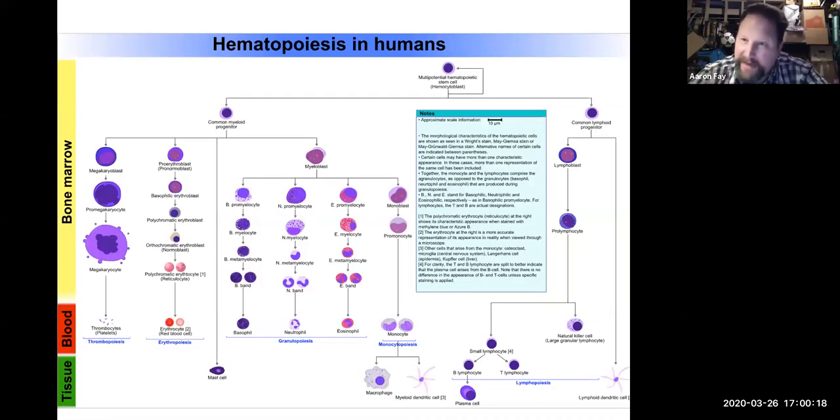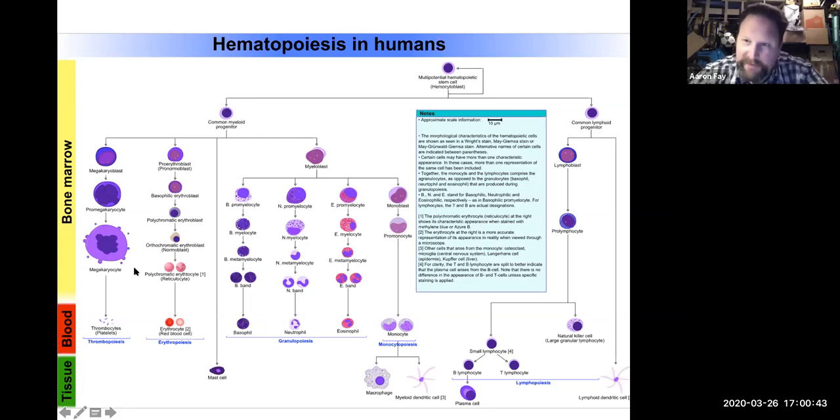So that brings us back to the figure that we started with. Here's our hemocytoblast. It can then turn into the myeloid line or the lymphoid line, where you're going to get B cells, T cells, or natural killer cells. Everything else goes down the myeloid line to get platelets, red blood cells, or our granulocytes, or agranulocytes.